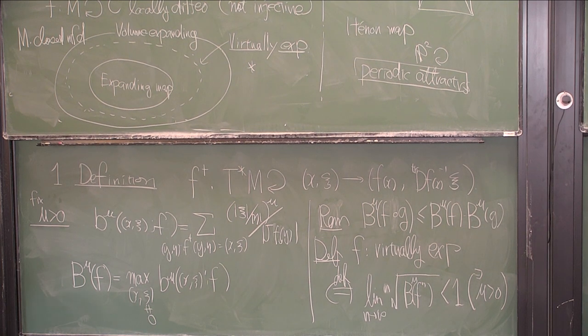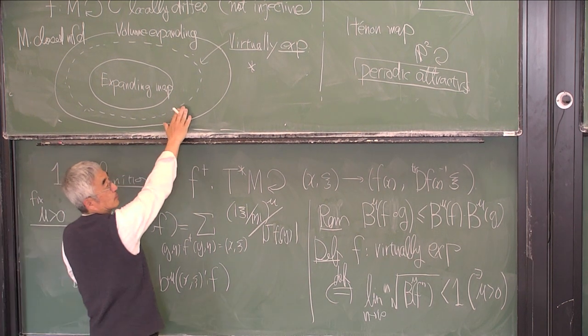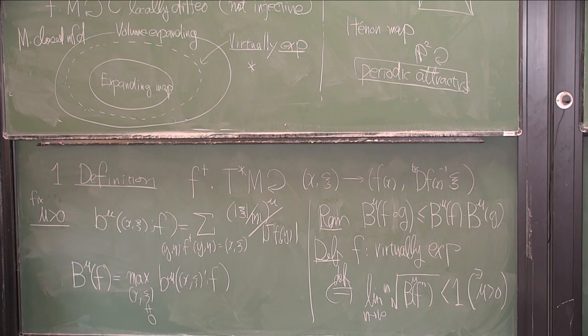I'm going to speak a little about the proof, and then I want to explain why I expect that the vector expanding map is generic in the space of volume expanding maps. And finally, if I have time, I'd like to show some numerical experiments, which is an example of a virtual expanding map which is not expanding.